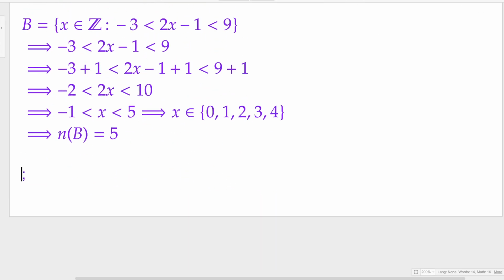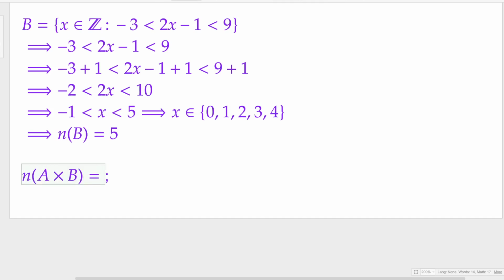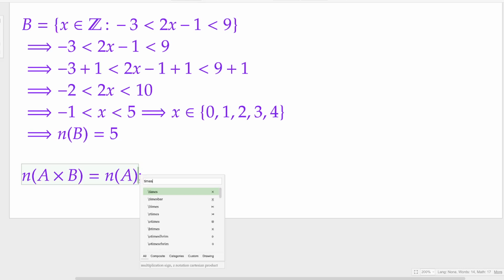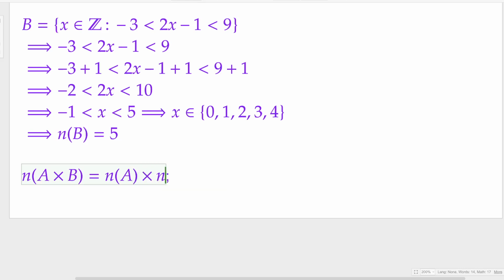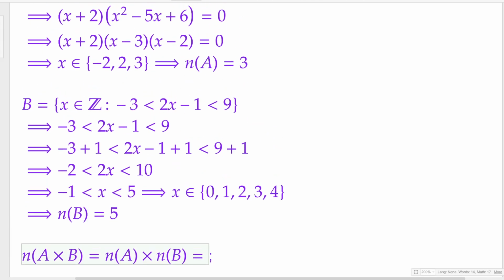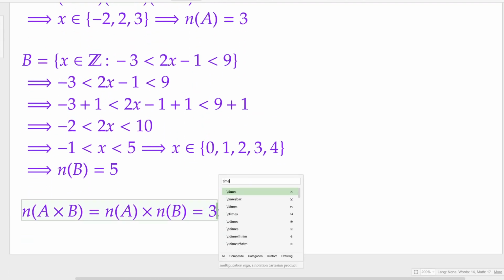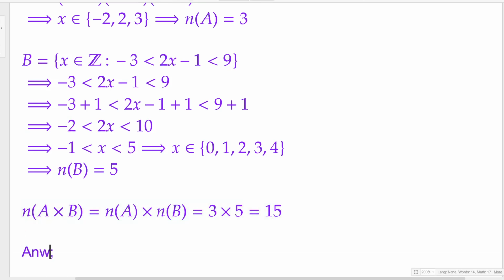Now we already know how to find the Cartesian product. We know the fact that the number of elements present in the Cartesian product A cross B will be equal to the number of elements in A multiplied by the number of elements in B. The number of elements in set A is 3 because we got 3 solutions, and for B it is 5. So the answer will be 15. For this given problem statement, the answer will be 15.